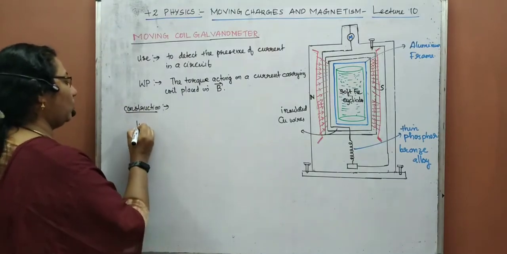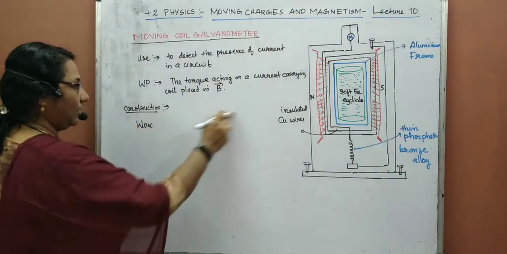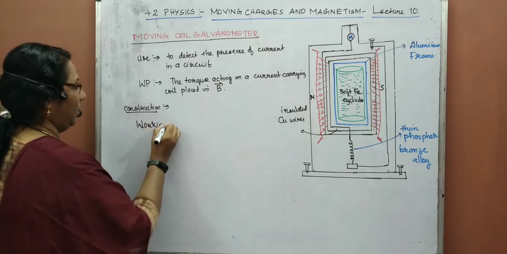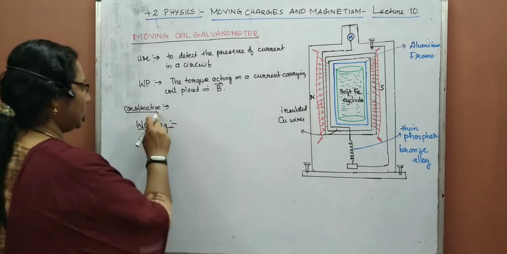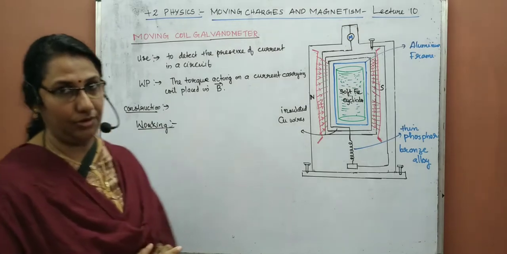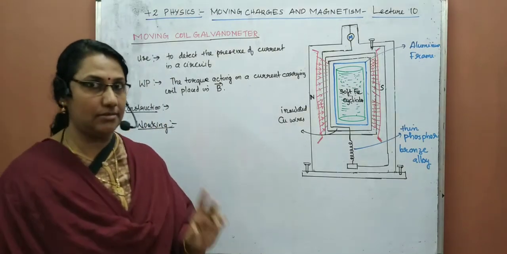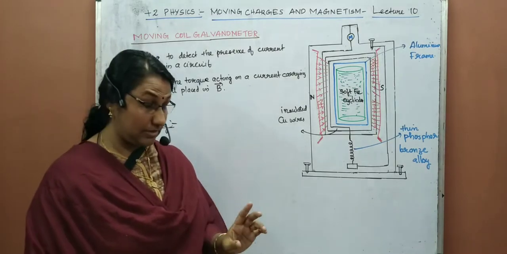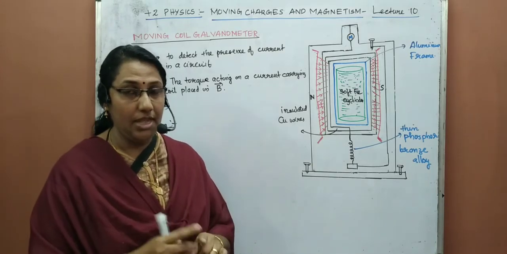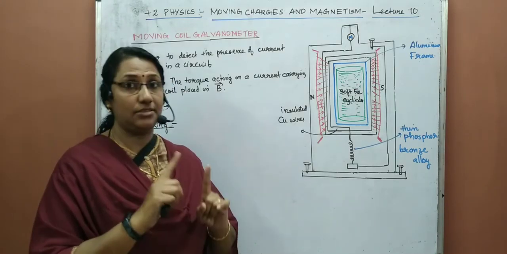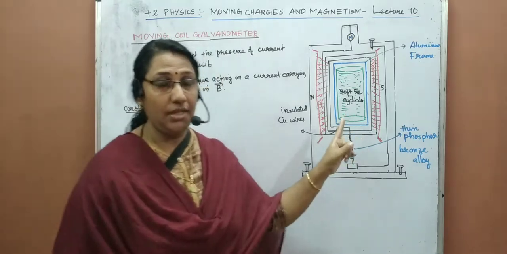Now we are going to the working. You have to write the construction, dears. So now we are going to the working. Once more, do you want the construction? Once more. The moving coil galvanometer consists of an aluminum frame, inside which a soft iron cylinder is placed.